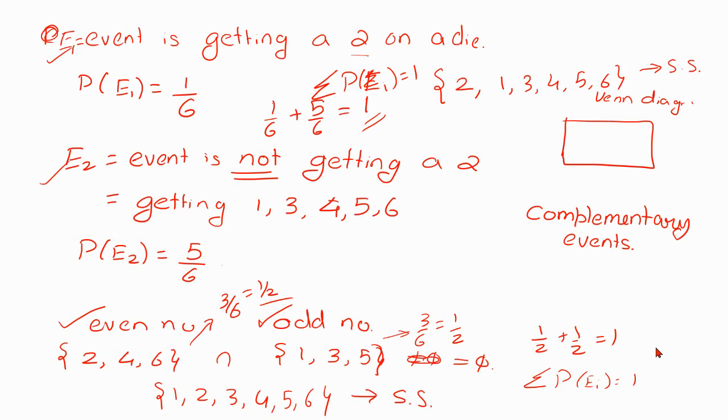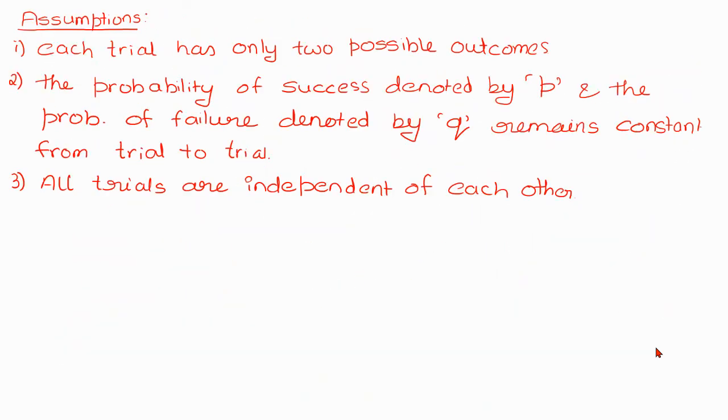So these are the assumptions. Each trial has only two possible outcomes, that is success and failure. The probability of success denoted by p and the probability of failure denoted by q remain constant from trial to trial. And the third assumption is that all trials are independent of each other. What you get in the first trial does not affect your result in the second trial or the third trial. This is what these assumptions mean.